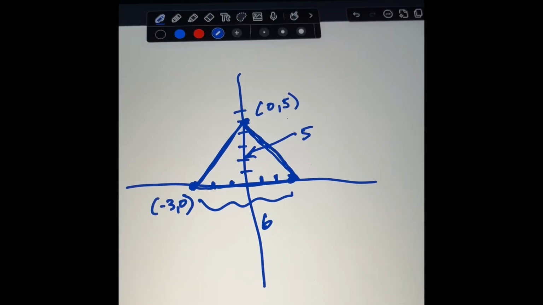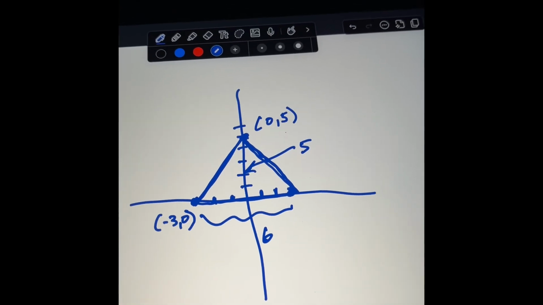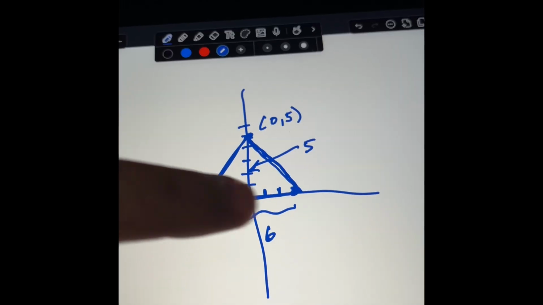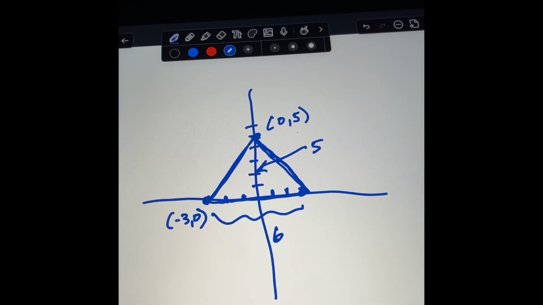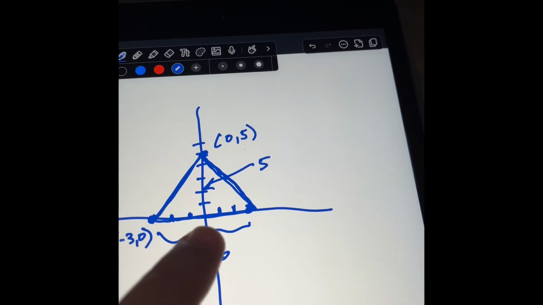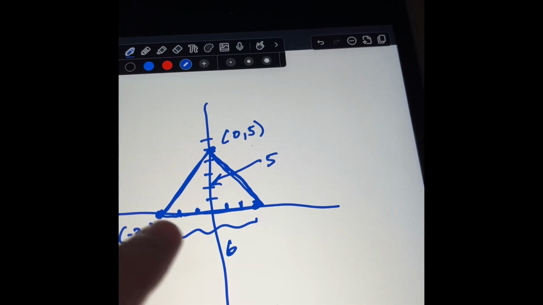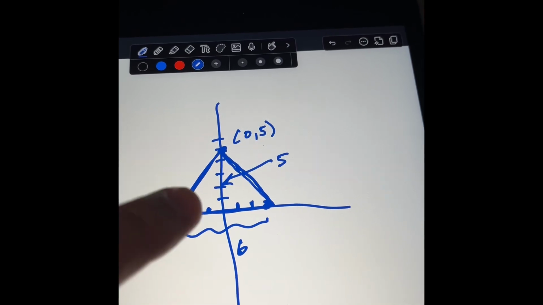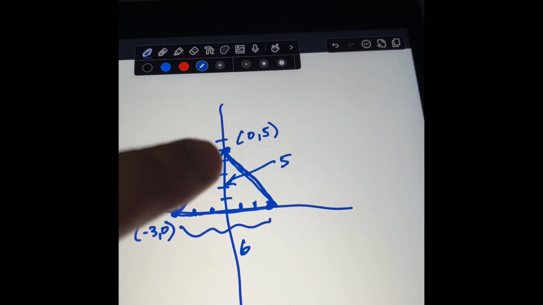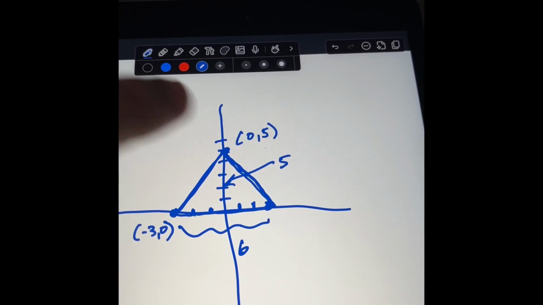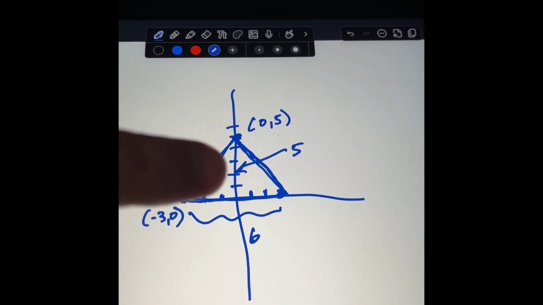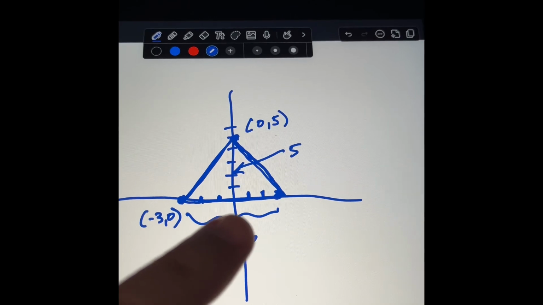I saw a geometry problem in a geometry book that told you to draw a triangle like this one. The base had to be 6 and the height had to be 5. So notice I drew this one 3 this way and 3 that way to make the total 6 as the base. And of course the height is this straight distance, which makes this peak point (0, 5). So this length is 5 and the bottom length is 6.